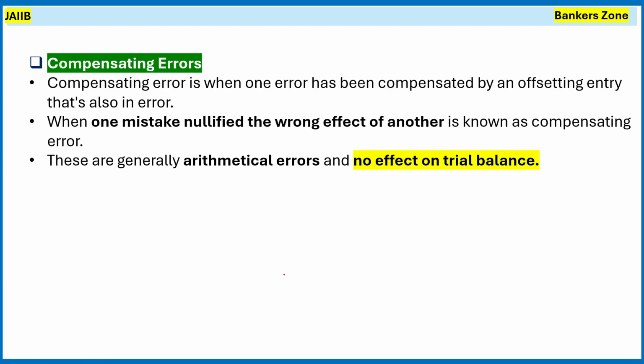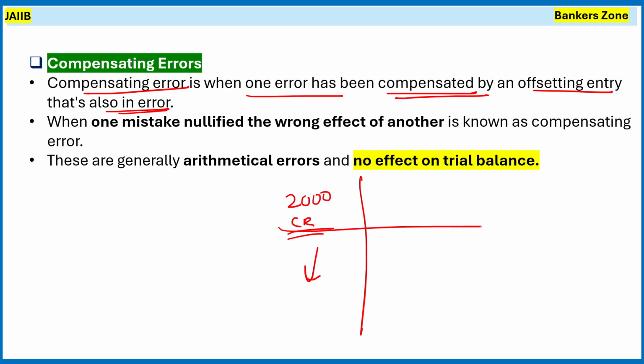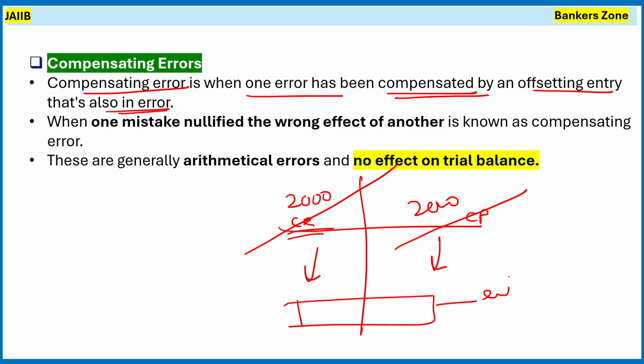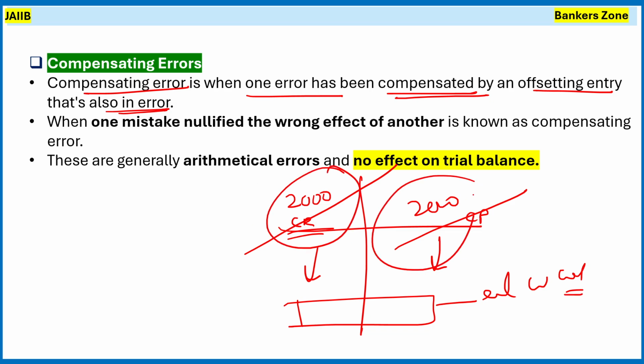Okay, now what is the compensating error? See, a compensating error is when one error has been compensated by offsetting another entry. Means what? Very simple. See, you have taken a 2000 rupees cash receipt, but you forgot to enter it. Simultaneously, in the afternoon, you made a 2000 payment, and you also forgot to enter it. So the credit entry is forgotten, the debit entry is also forgotten. So the total balance at the end will be correct. It will tally, right? You forgot one cash payment and one cash receipt as a cashier. In that case, at the end of the day, your balance will tally, right?